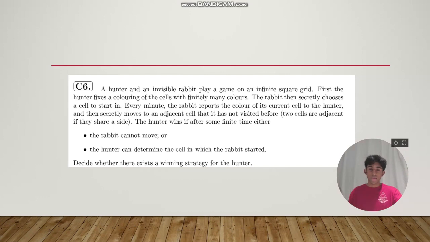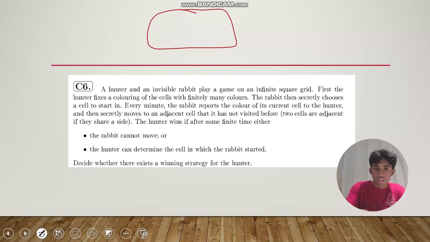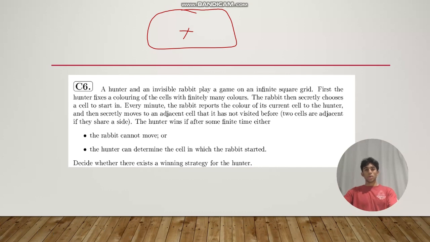The hunter wins the game after some time if either the rabbit's stuck. I can draw on this too. Say the rabbit's been to all of these places. We know that it can't go to a square it's been to before. So if it's stuck inside this region that it's already been to, it's cooked. Game is gone. So that's when the hunter can win. Another way the hunter can win is by finding out where the rabbit started. And we're asked to decide whether there exists a winning strategy for me, the hunter.